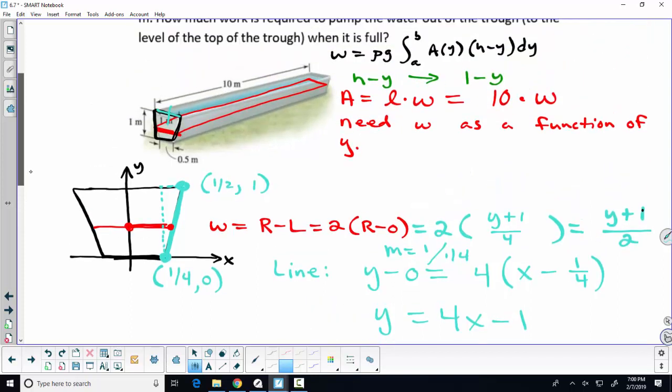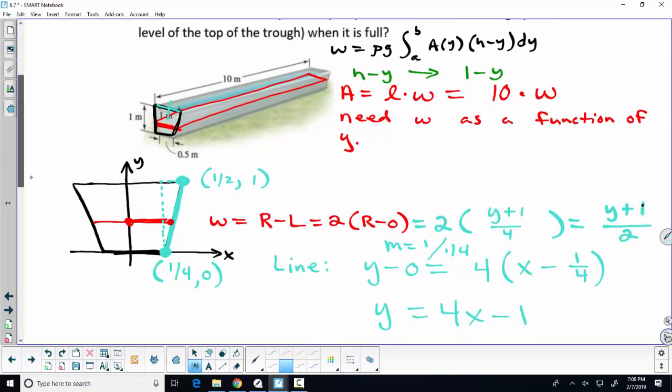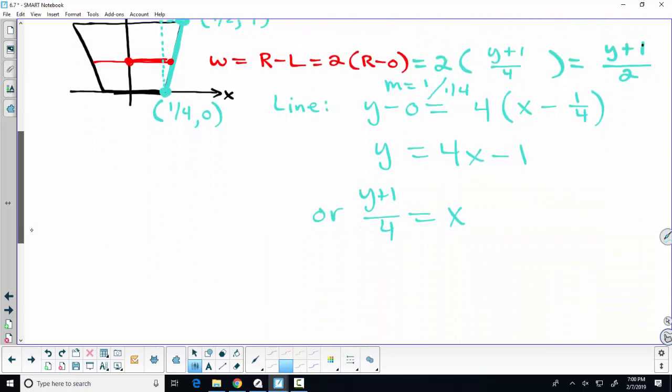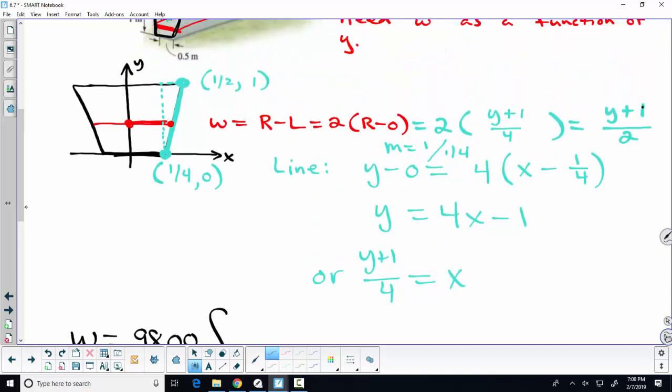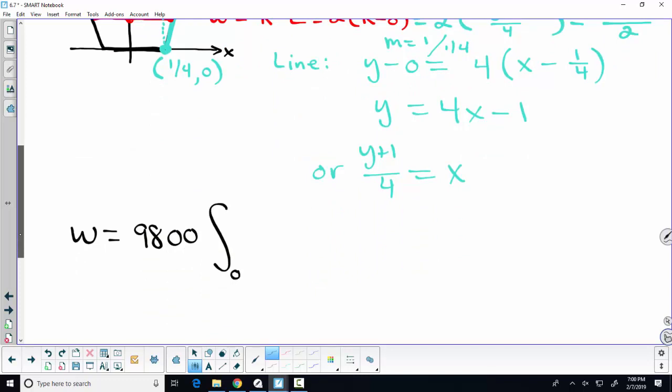We have h minus y. So that's pretty much all we need now to put into the work formula. Our work is gravity times density, integral from, what are the bounds? 0 to 1, because we're pumping all of this water out from a y value of 0 to a y value of 1. Okay, 0 to 1.